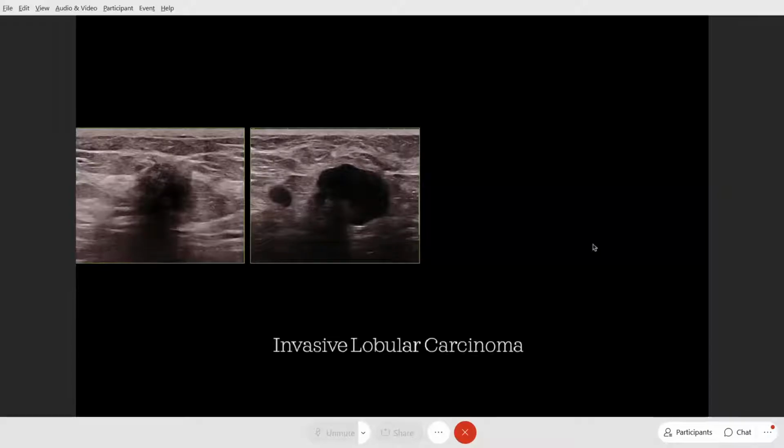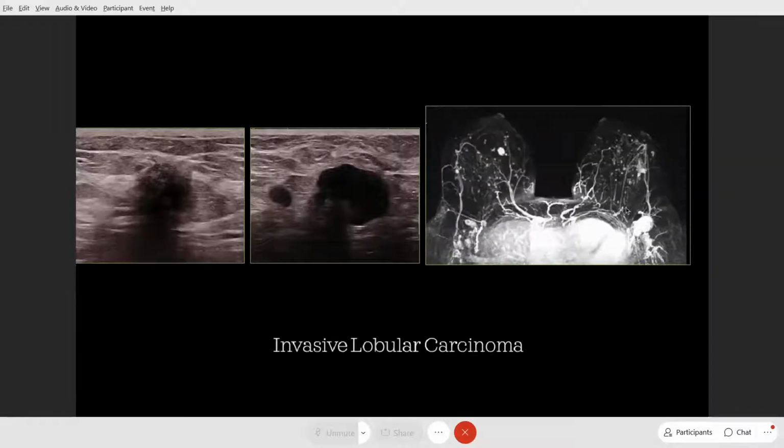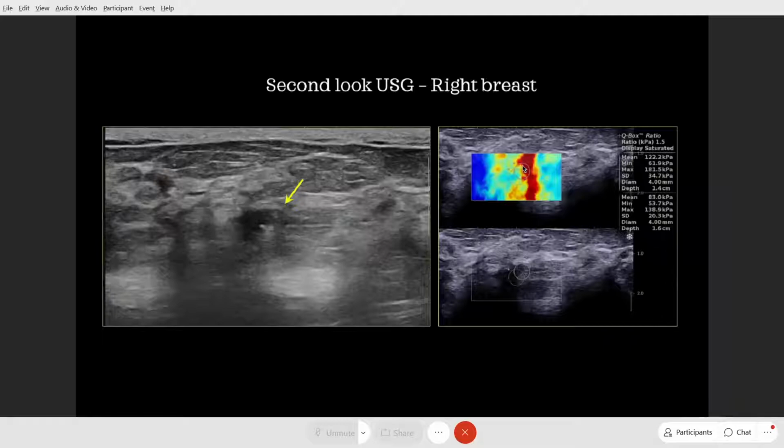She went ahead with MR. You can see the MR of the left breast, the spiculated lesion, and also the enlarged lymph node. As expected, she also showed an intensely enhancing mass in the right breast. So what do we do next? Can we go ahead and do an MR guided biopsy? No, we can actually do a second look ultrasound by triangulating the lesion well.